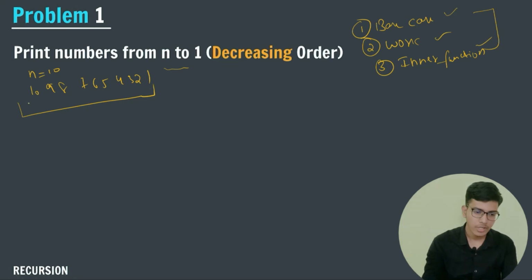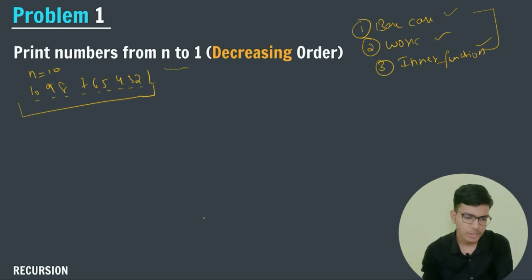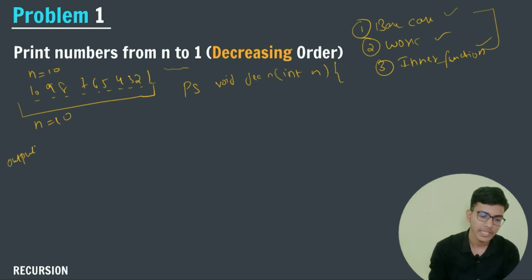Now this is my given question: 10, 9, 8, 7, 6, 5, 4, 3, 2, 1. I need to print these numbers in decreasing order. So how can I approach this question? Suppose the user has given me 10. Let us consider that this is my function, public static void decreasing number, in which I am passing the value of n. First of all, whatever value the user has given me, I need to print that value. So I will print the given value and then I will call dec n minus 1.